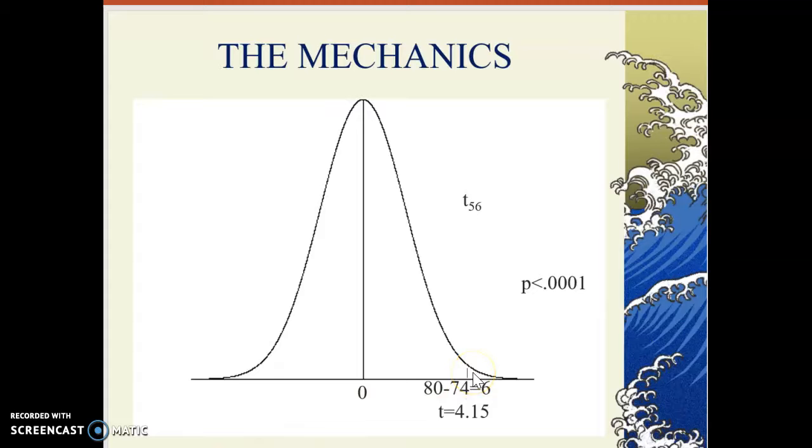I'm not sure why it isn't shaded. Oh, this is hard to do with my trackpad. Anyway, that's the area we're looking for. There's my corresponding t-score for that location. And the p-value is approximately equal to 0.0001.